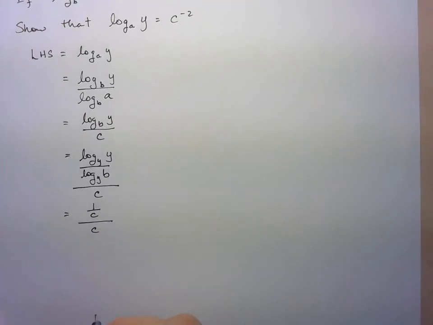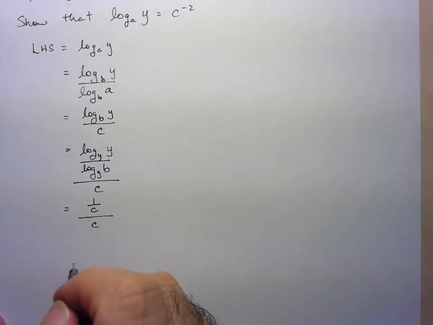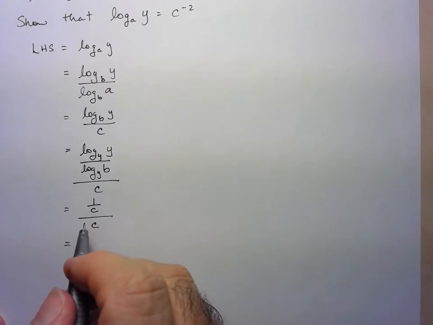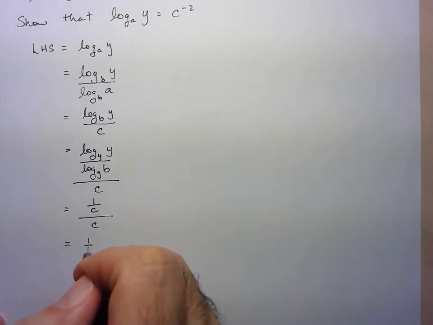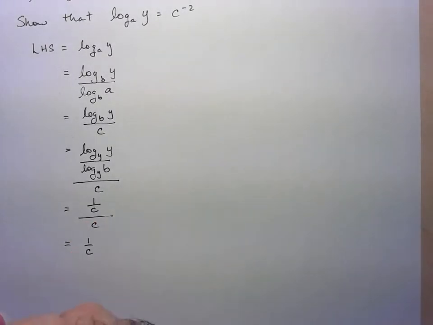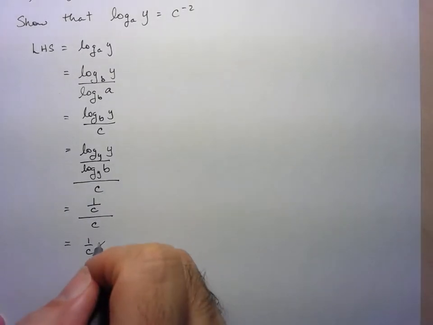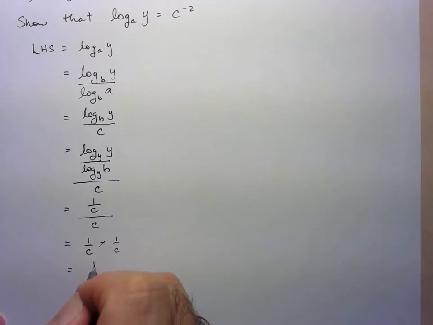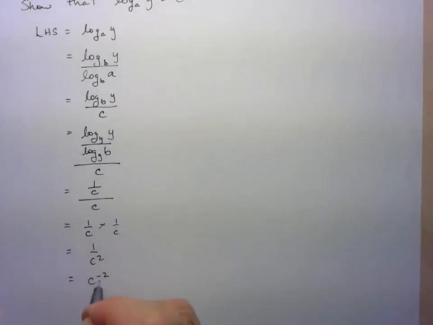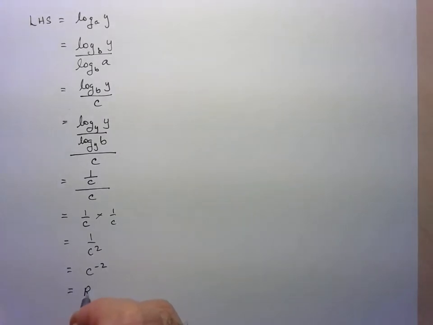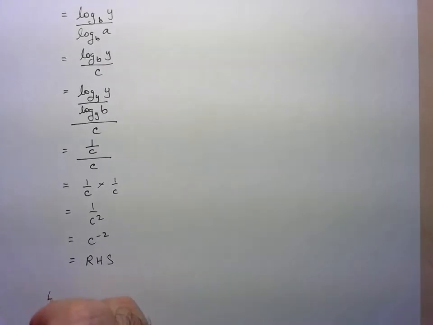And now I'm just going to do a little bit of algebra here. So remember, dividing fractions is the same as multiplying by the reciprocal of what I'm dividing by. So what's the reciprocal of c? 1 over c. So I'm just left with 1 over c squared, which of course is equal to c to the negative 2, which is just equal to my right-hand side. So I've shown that the left-hand side is equal to the right-hand side, which is what I wanted to do.